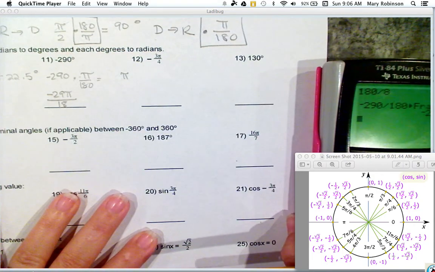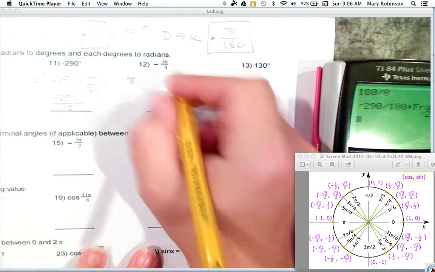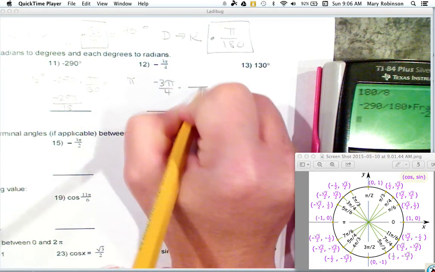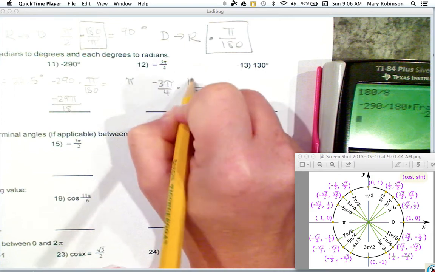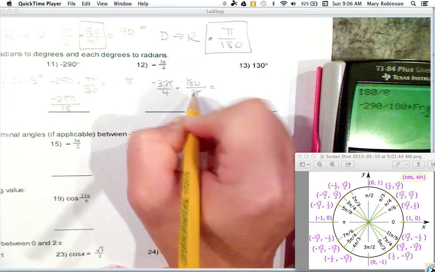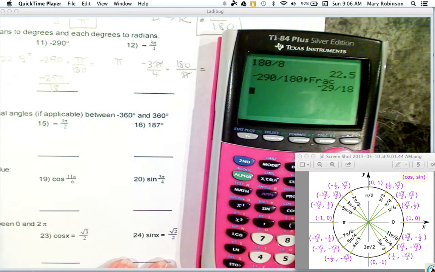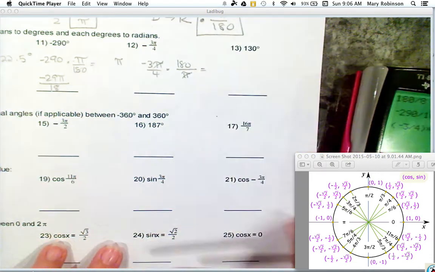Next, we're converting negative 3 pi over 4. I want my pi to cancel out, so I'm going to put pi on the bottom, 180 on top. And I'm going to multiply negative 3/4 times 180. And we get negative 135 degrees.